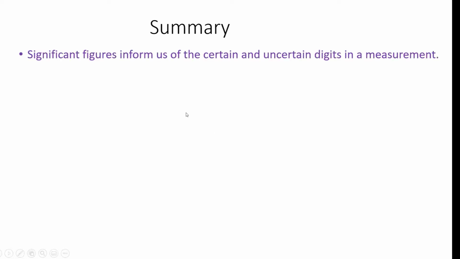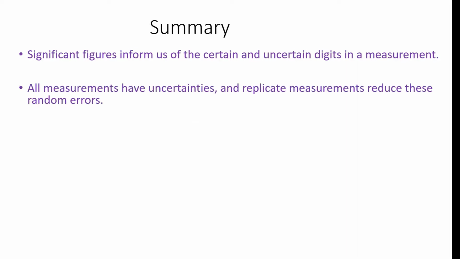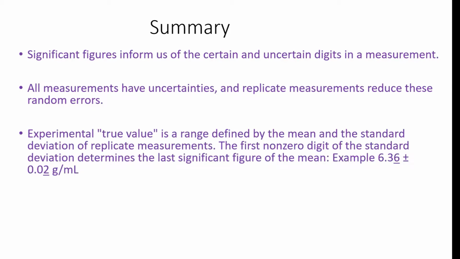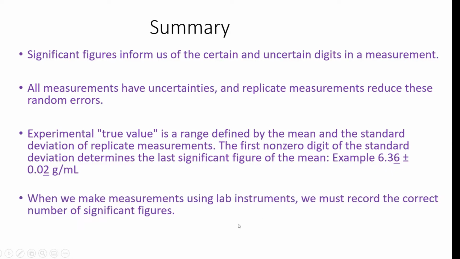Now, let us review what we learned. Significant figures inform us of the certain and uncertain digits in a measurement. All measurements have uncertainties, and replicate measurements reduce these random errors. Experimental true value is a range defined by the mean and the standard deviation of replicate measurements. The first non-zero digit of the standard deviation determines the last significant figure of the mean. When we make measurements using our lab instruments, we must record the correct number of significant figures.